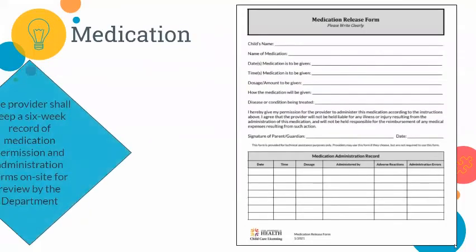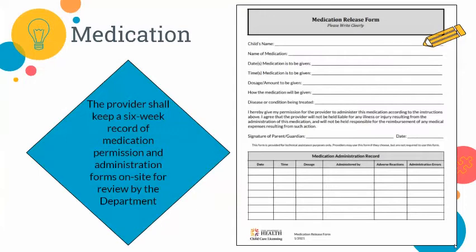For medication, this is our medication release form from our website, and the provider must keep a 6-week record of medication, permission, and administration forms on site for review by the department. You can use our form here, or if you create your own, just make sure all of this information is included on your form. Or if you choose to enter it into an app of some sort, again, make sure this information is included for the medication administration record: the date, time, dosage, who administered the medication, any adverse reactions, and any errors.